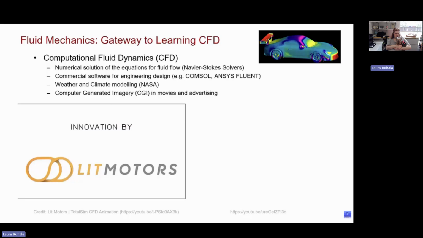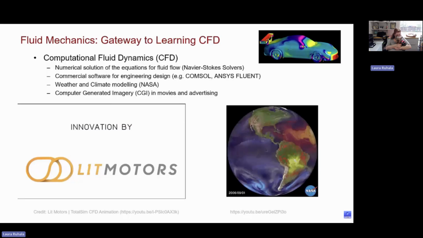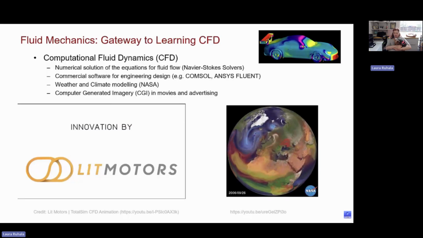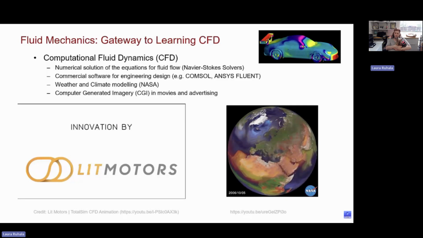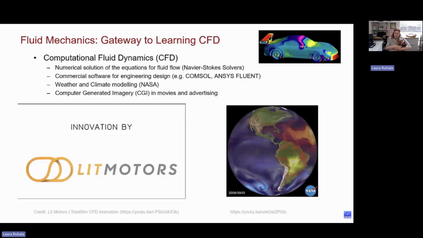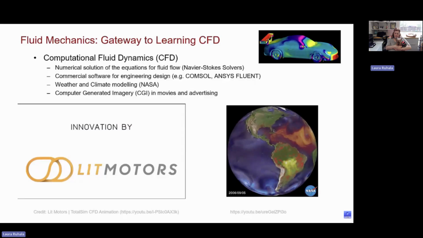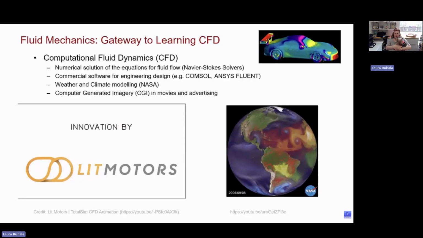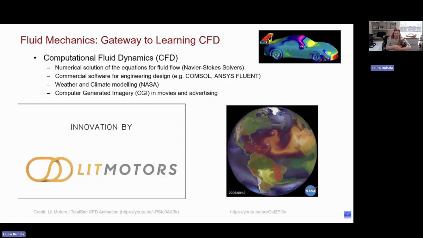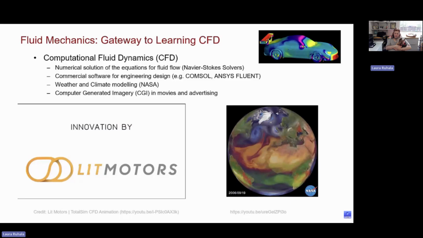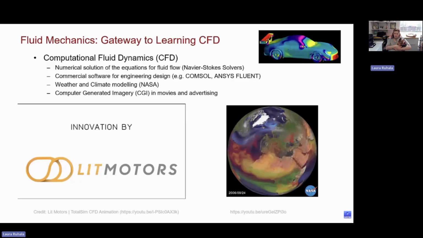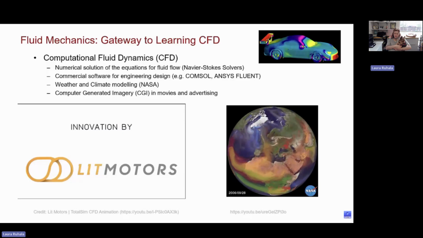But CFD goes quite a bit beyond mechanical design. Nowadays, your daily weather prediction is really made using computational fluid dynamics. Here we're solving the complex flows in the atmosphere. It's also been used extensively for climate modeling by NASA. And here in this image, it's showing what's called the global circulation of the atmosphere. And it's a prediction by NASA as part of their efforts to predict the effects of climate change.